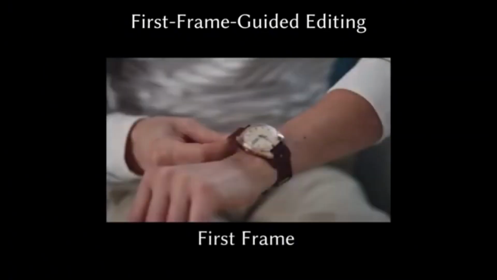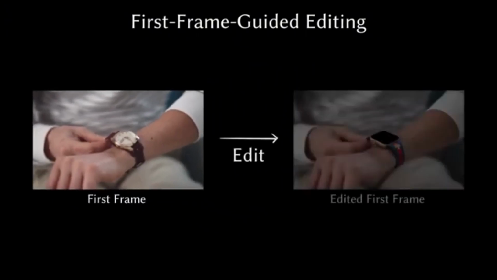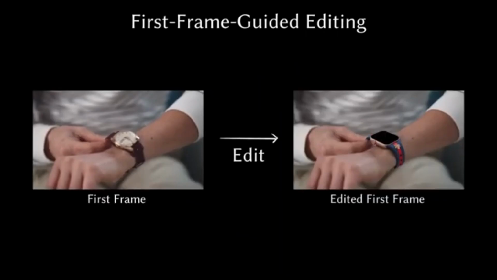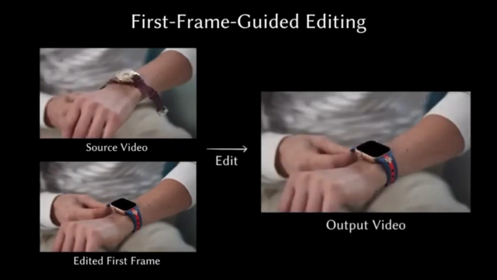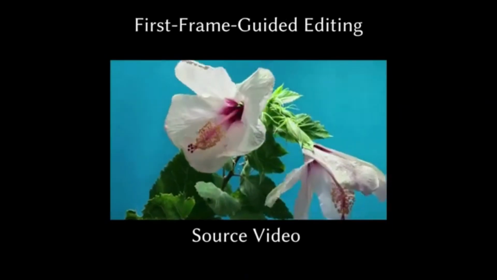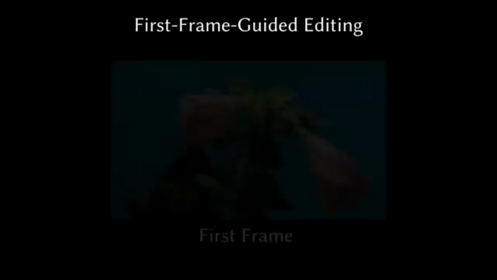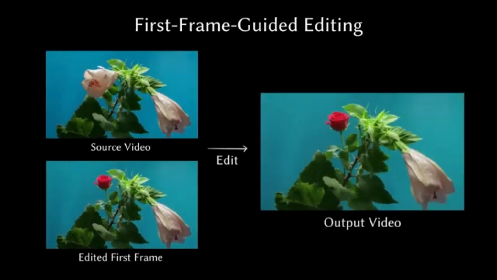So basically, you just take the first picture of the video and then edit it. For example, suppose you want to swap his watch for something else. Then we can just run that edited first frame through the AI and boom, new video with the watch changed. Isn't that cool? Here's another example with a time-lapse of a flower. We can replace one of those flowers with a rose. And here's what we get.